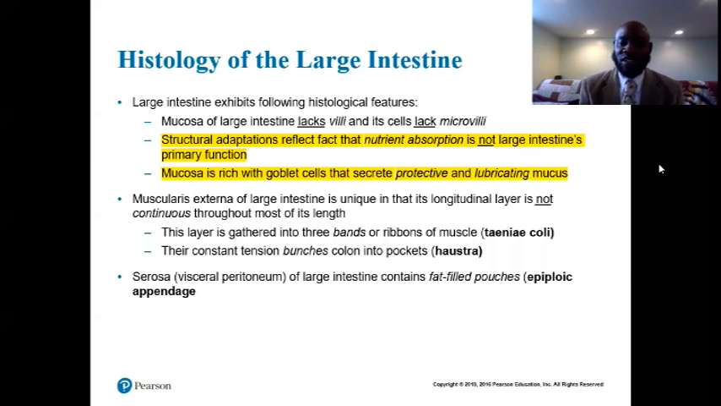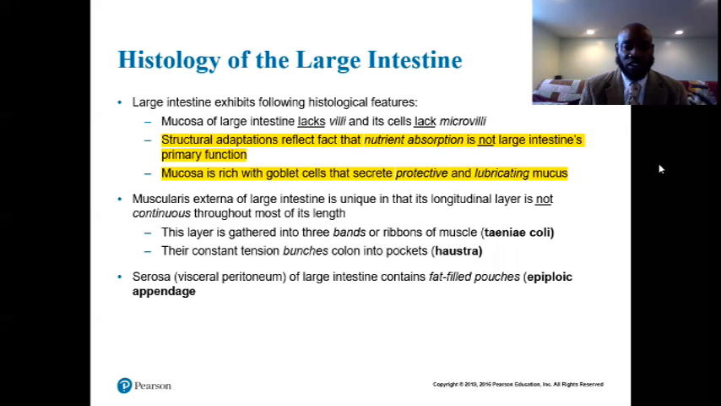The small intestines has the villi and the microvilli, the enterocytes that really focus on absorbing nutrients from the food that we've eaten. Whereas we don't have that high surface area in the large intestines because at this point, we're not doing a whole lot of absorbing. The mucosa is rich with goblet cells that secrete protective and lubricating mucus. We've seen that already before in different parts of the respiratory as well as the digestive system.